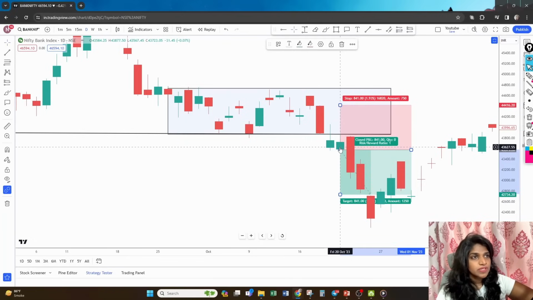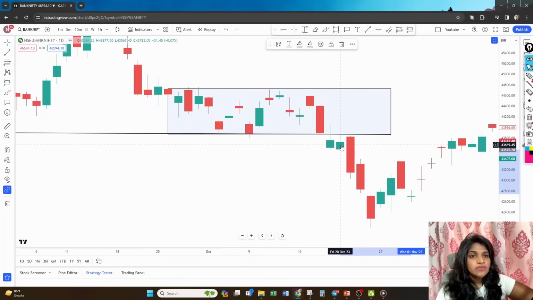I'll read it out for you as well. The low of this child bar was 43,567.45. Let's assume I am taking it at 43,565. The moment 43,565 is taken out, I'll short at this particular level. If you're shorting options, you will short call options. But if you're going long on puts, you'll go long on puts at the break of this particular level. The level is 43,565.